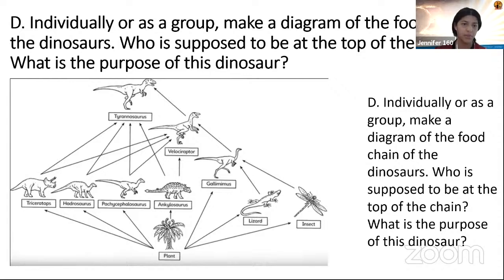Individually or as a group, make a diagram of the food chain of the dinosaurs. Who is supposed to be at the top of the chain? What is the purpose of this dinosaur? So we can see on the diagram that the Tyrannosaurus is, as I explained earlier, the king of the dinosaurs.